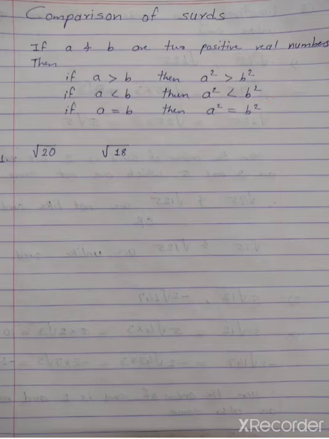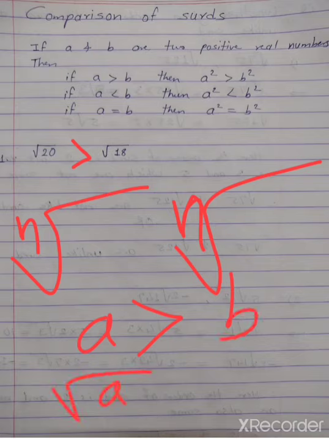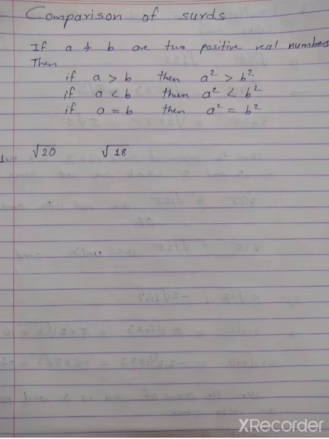So let us study this example, root of 20 and square root of 18. Here you can directly say that 20 is greater than 18, because the order of this surd is the same. So due to this order, you can directly say if a is greater than b, then root of a is greater than root of b. We can solve this example by two methods.